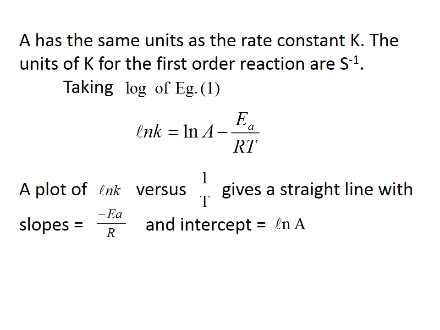Here are two important points. The ln K versus 1 by T plot gives two values. One is the slope, minus Ea by R. Therefore, Ea will be equal to R into slope. It is one important point. Second, the intercept will be equal to ln A. From that we can calculate the frequency factor A.